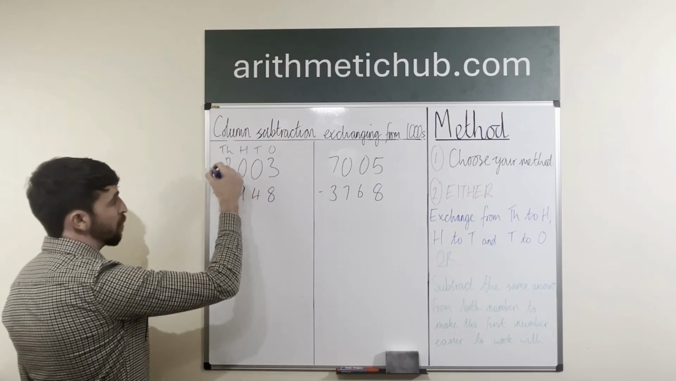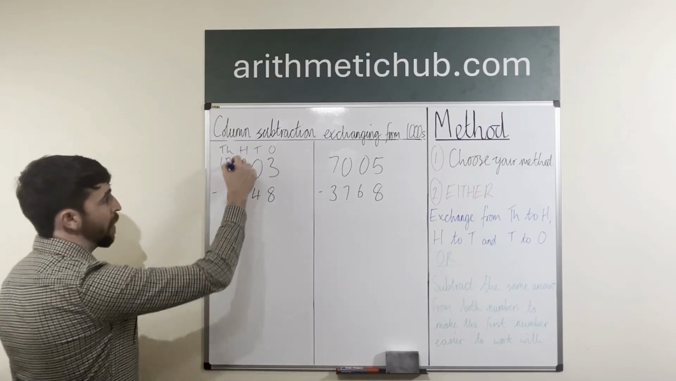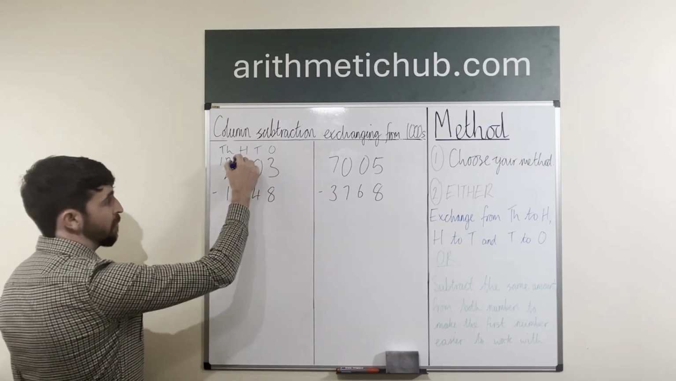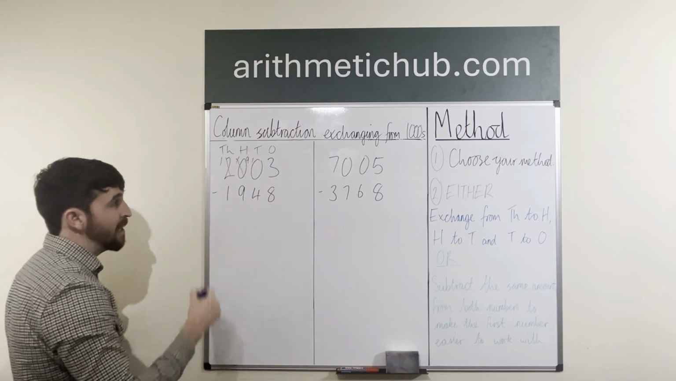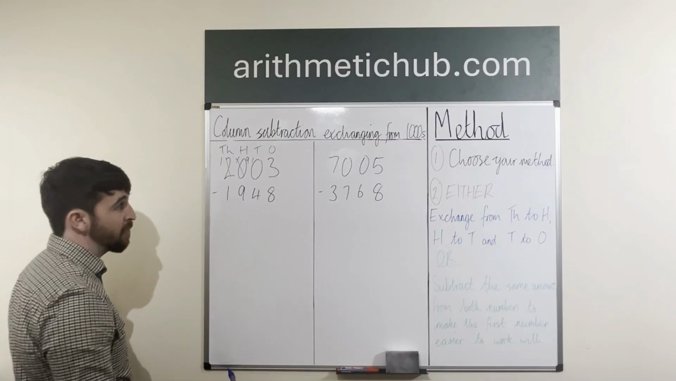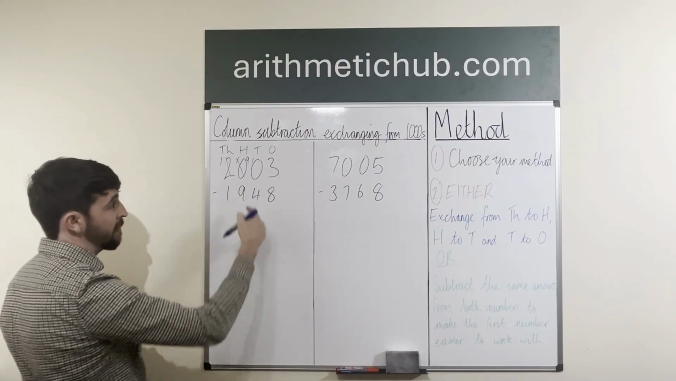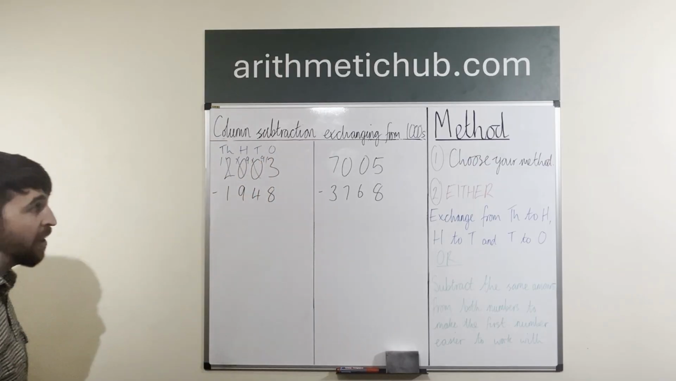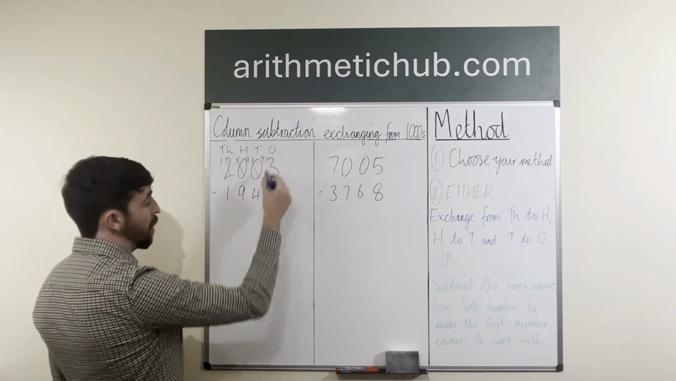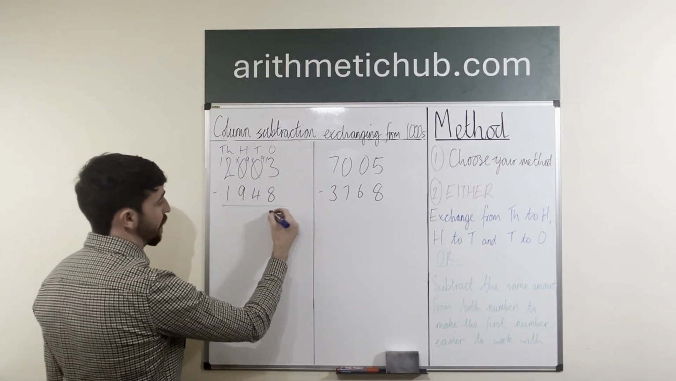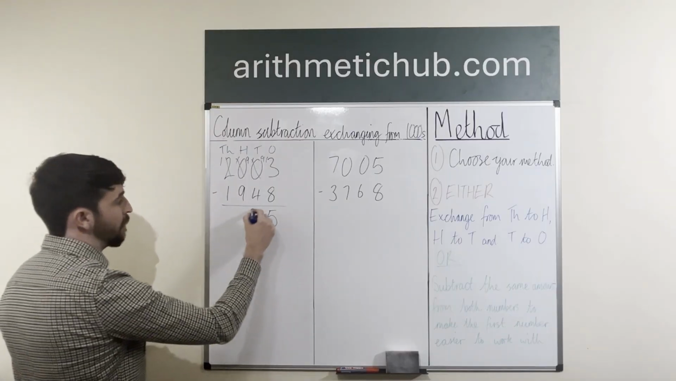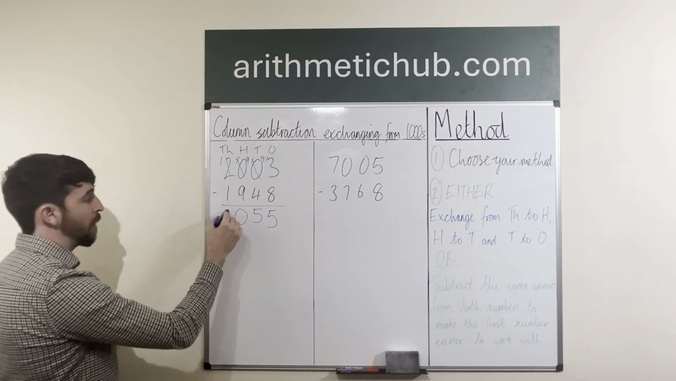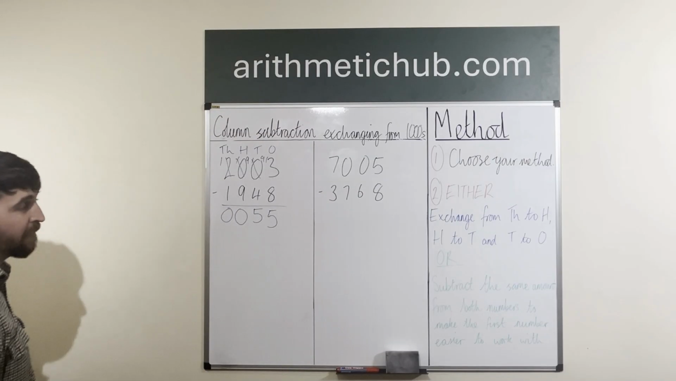So what we would do: cross the 2 out, make that a 1. Exchange to make that a 10. We still can't do 3 take away 8, so we turn that 10 into a 9, and we exchange to make our tens column into a 10. We still can't do 3 take away 8, so we exchange from the tens column to make it a 9, and then we've got 13 take away 8. 13 take away 8 is going to give us 5, 9 take away 4 is going to give us 5, 9 take away 9 is going to give us 0, and 1 take away 1 is going to give us 0, for 55 like that.